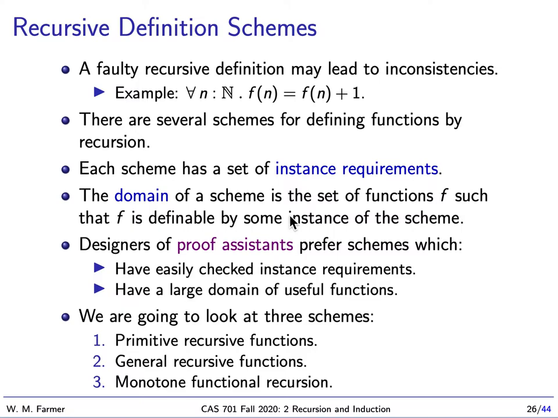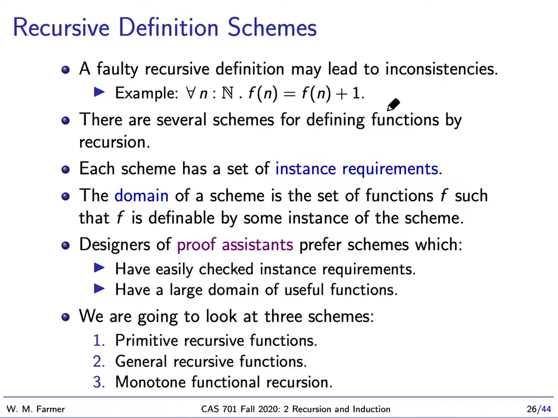Now, we've already discussed the fact that recursive definitions can be faulty. They can lead to inconsistencies. For instance, if we look at this function here, it's defined as f of n equals f of n plus 1. So there can be no function, at least no total function, that satisfies this definition. What we'd like to do is have a scheme for defining functions by recursion in which the scheme will not lead to inconsistently defined functions as this f.